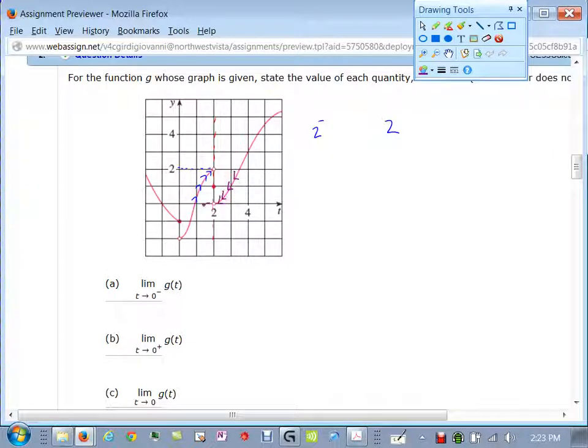Let me approach 2 from the right. I'm headed down to whatever this value is, which is 0. So approaching 2 from the right, it's headed towards 0. That means the limit at 2 does not exist.